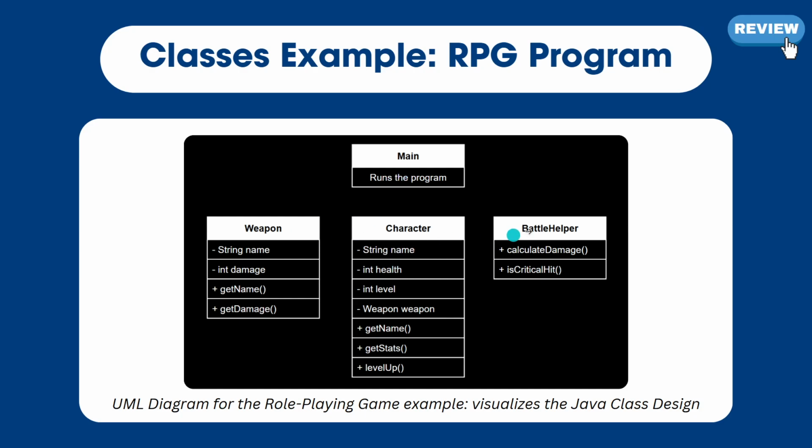Main, weapon, character, battle helper. So the properties, right, are these little minus signs. So weapon might have the name and the damage it inflicts. Character might have a name, health value, level value. They have to carry a weapon, so it makes a reference to the weapon class. And then here are some of the behaviors for the character, right? You might want to get their name, their stats, level them up.